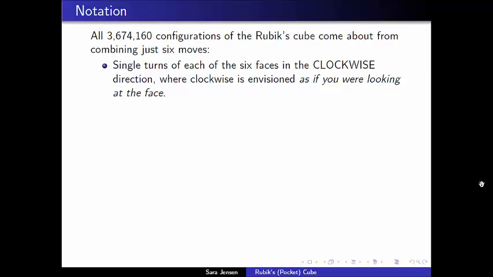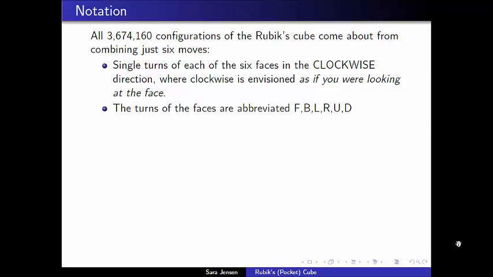But there's a little bit of confusion here because we're going to be talking about clockwise as if you were looking at that face. So in particular, if you're thinking about the cube facing you and you've got a front face and a back face, what would be a clockwise turn if you were looking at the back face would be a counterclockwise turn as viewed from the front of that cube. So you've got to be a little bit careful in terms of thinking about that there.